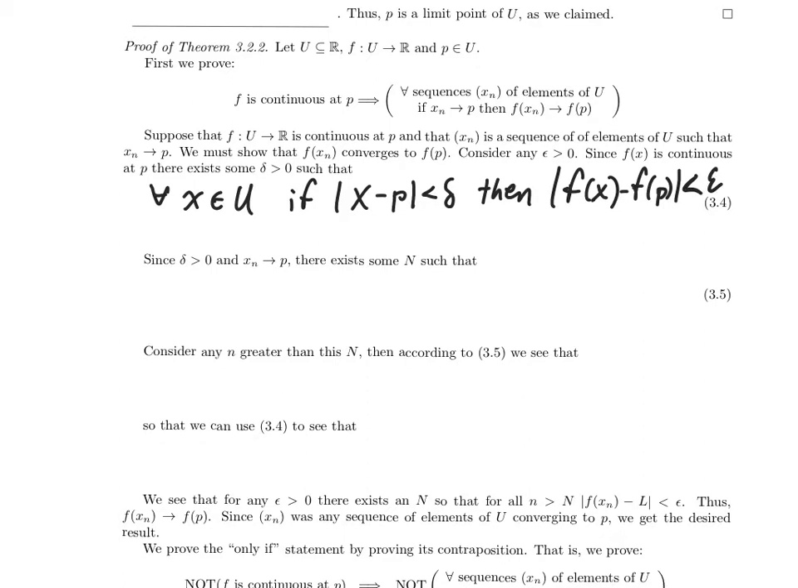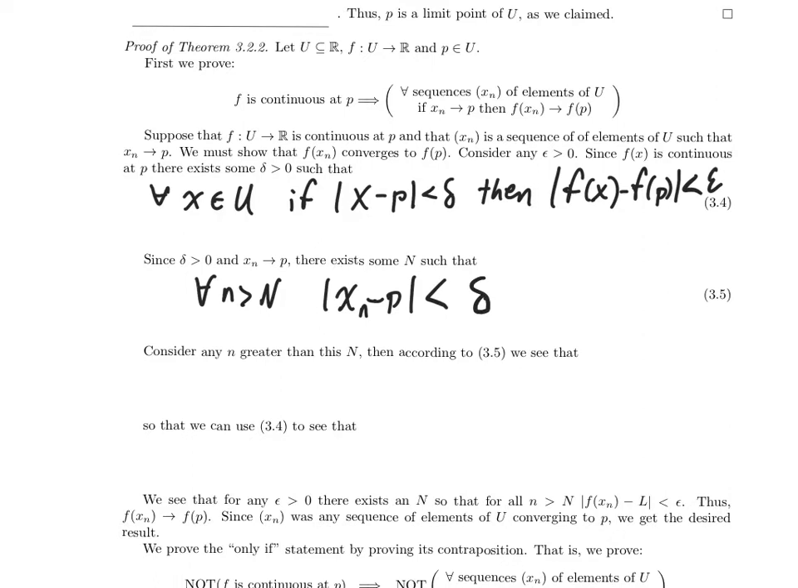But wait, I know that delta is bigger than 0 and that x_n converges to p. By the definition of the limit of a sequence, there exists some big N such that for all little n bigger than big N, the absolute value of x_n minus p is less than any positive number that I want to consider. There's the positive number that I want to consider, because if I can get x_n minus p to be less than delta, then I can use this implication. So let's use that choice of delta.